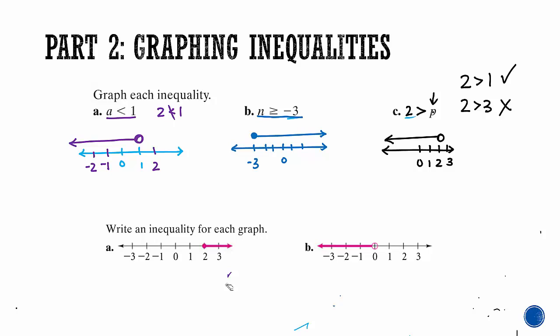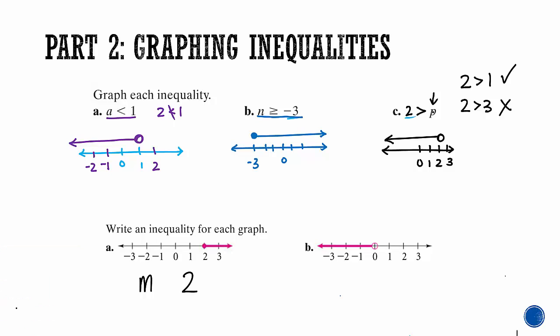So now these problems are a little backwards. I'm giving you the graph, and you need to tell me what the inequality is. So for these, you just got to pick a letter. Let's pick M. And then you got to figure out what symbol you need, and then what number you're talking about. So this is on 2. That's the other easy part.